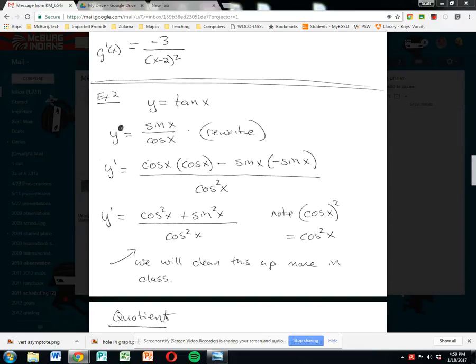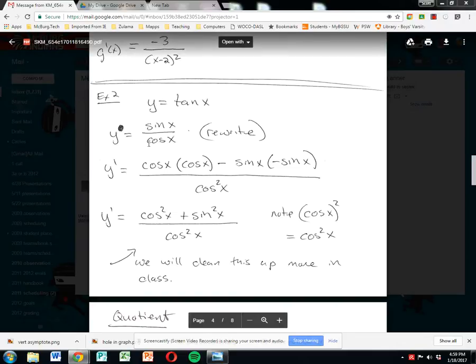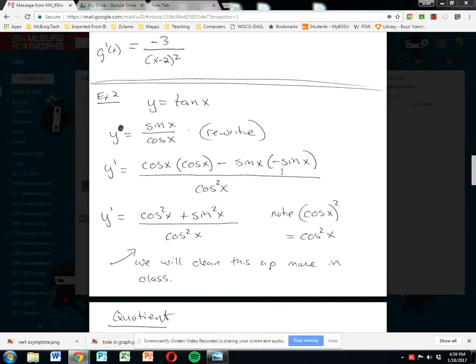If I want to look at y prime, then y prime is the derivative of the top, which in this case is cosine x, times the bottom, also cosine x, minus the top function, sine x, times the derivative of the bottom. Derivative of cosine x is negative sine x. Okay? All this over the bottom one squared. Now notice that cosine quantity squared, you write it as cosine squared x.